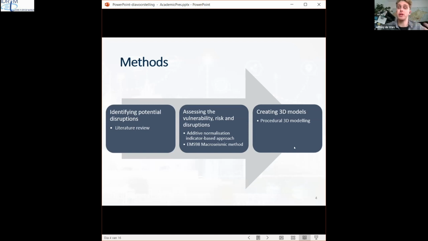After this, I created 3D models to get a better understanding on the underlying causes of these disruptions. For this, I used procedural 3D modeling, during which I apply so-called CGA rules to extrude 2D building footprints and create a level of detail 1 block model. I applied a realistic texture to the roads, and I applied a green to red color scheme to represent the vulnerability and risk from low to high. Based on this, I identified the additional value of 3D models in disaster risk reduction, and I made some suggestions to make the area more earthquake resilient.